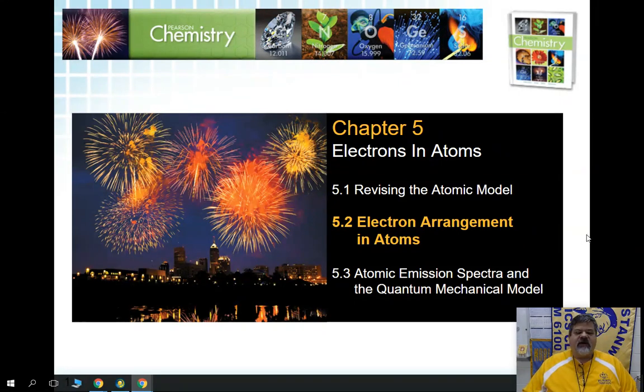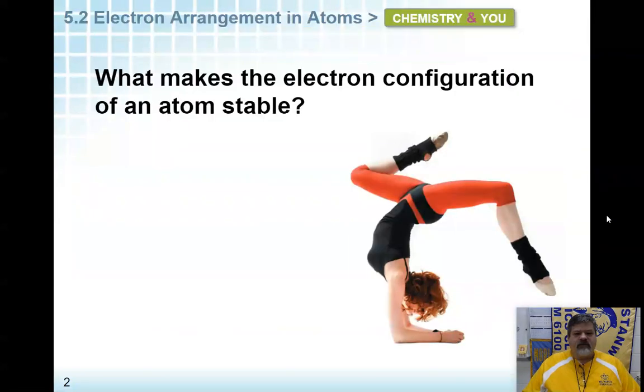Today we're going to do 5.1, electron arrangement in atoms. Basically, we're talking about electron configurations. So we're going to talk about those and teach you how to do those in a couple of different ways. But we got to start off with a little bit of information that we have.